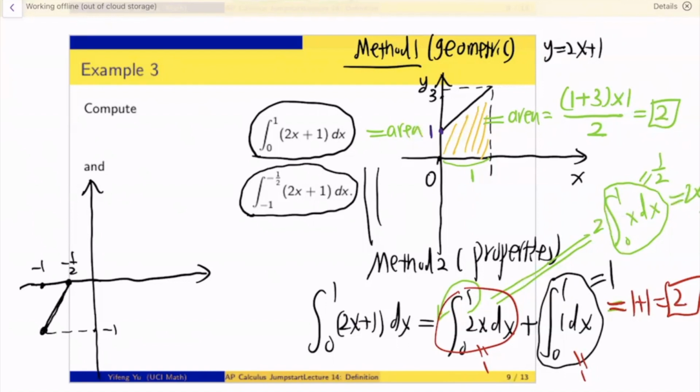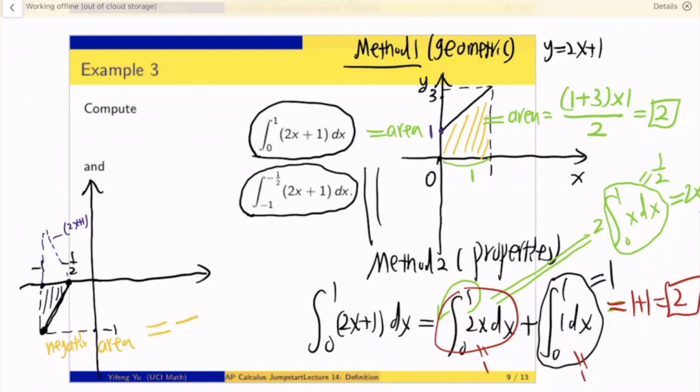But here you should be careful because the function is negative. What we calculate is the integration over here, so it's a negative area. Another way to understand this: if you flip it and look at negative 2x plus 1, you get a positive area, but you have a negative sign, so you put the negative sign in front. You get the negative area.